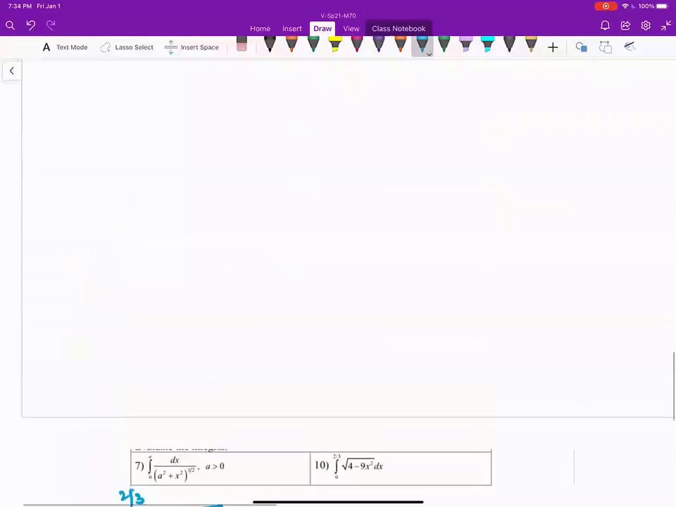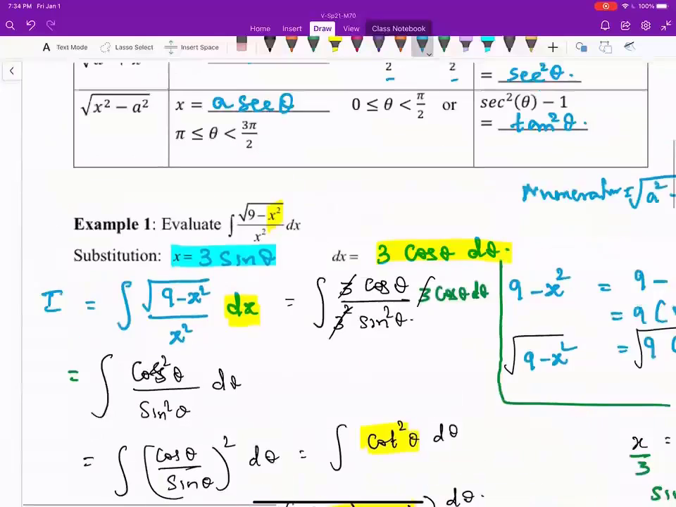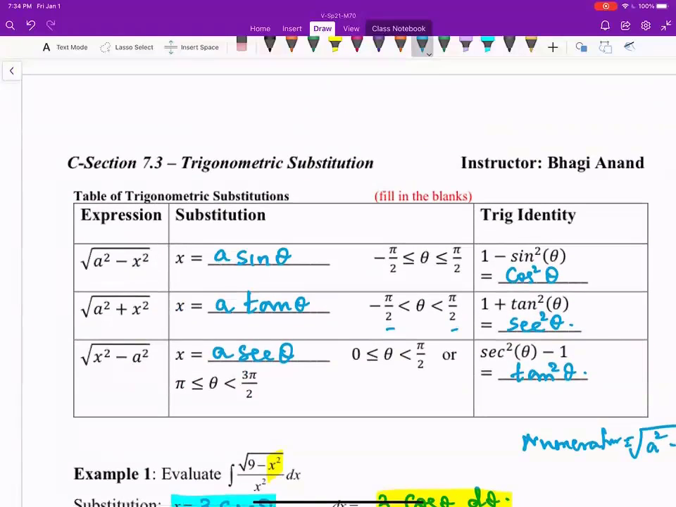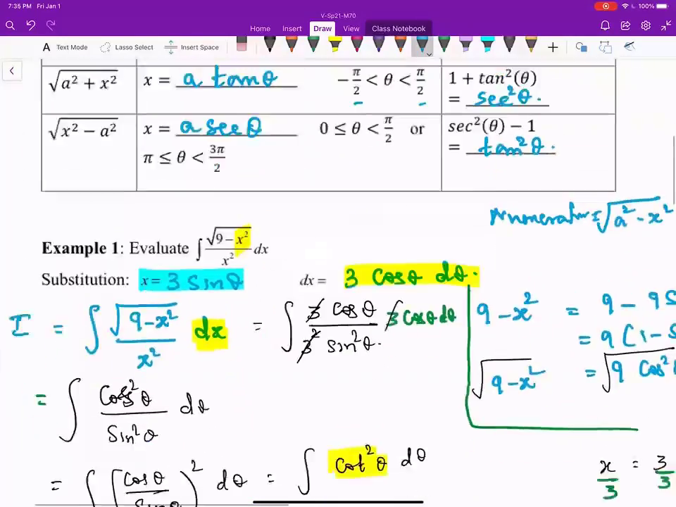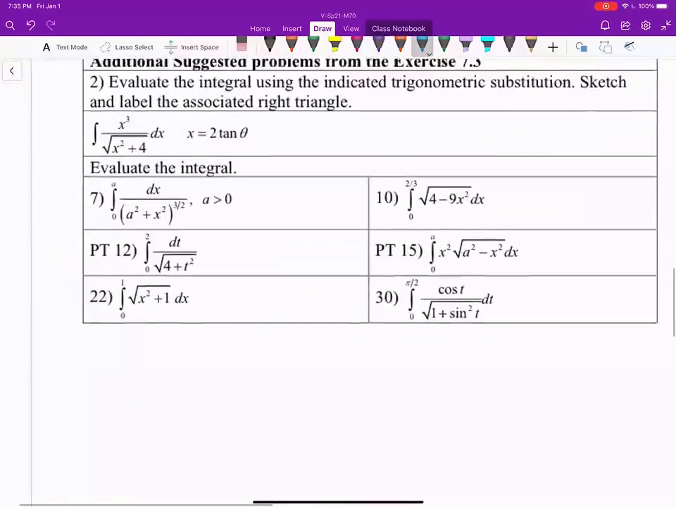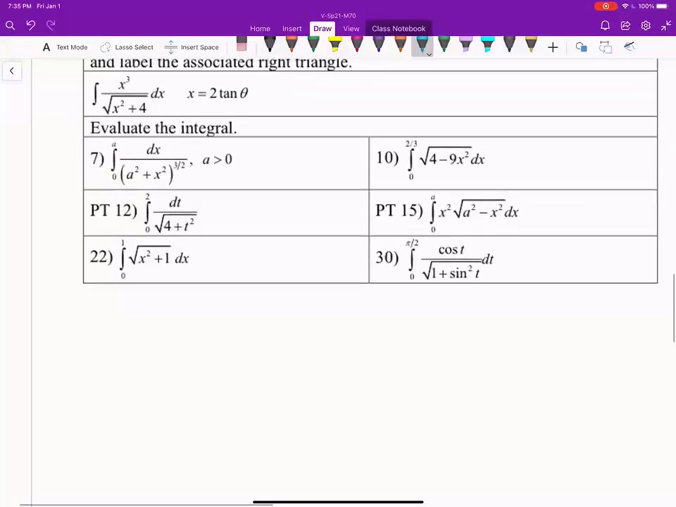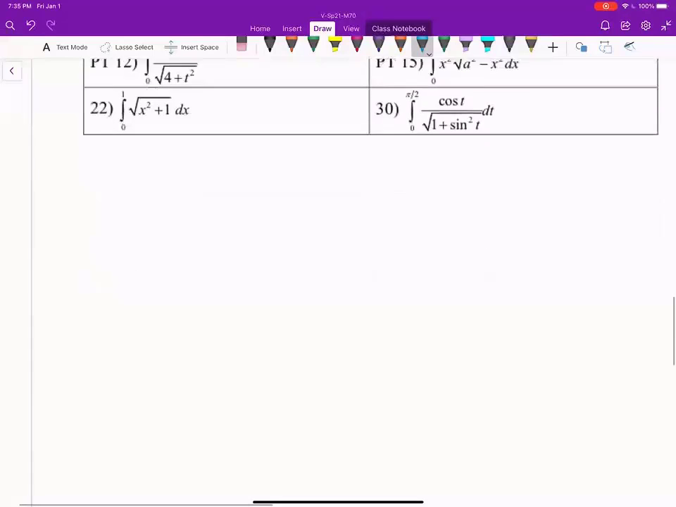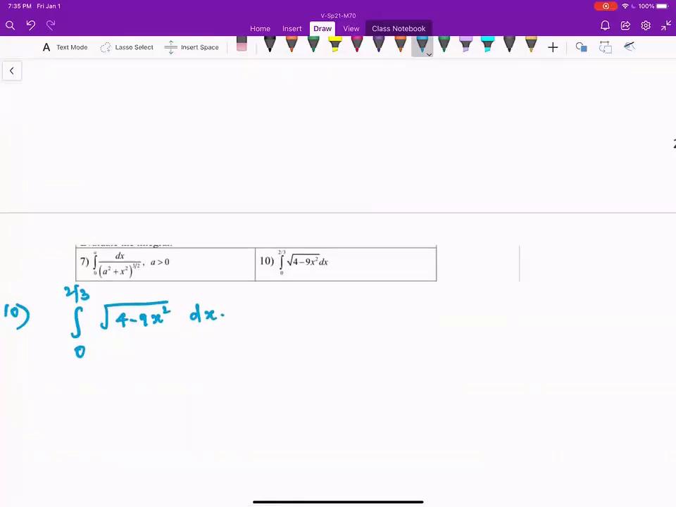If you notice the types that we have seen in the table, they are square root of a squared minus x squared, square root of a squared plus x squared, or square root of x squared minus a squared. Everywhere, the coefficient of x squared is 1 or negative 1. So the first step is to make the coefficient of x squared here equal to 1. How do we do that without altering the expression?